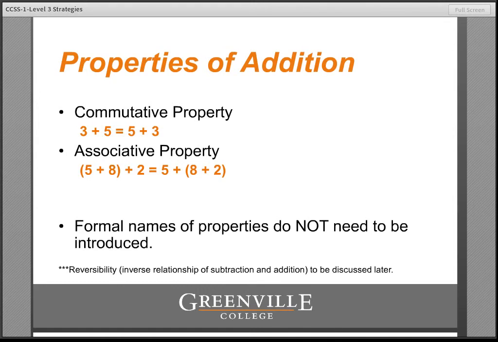The commutative property is simply that the order of the two add-ins is not important. If we have 3 items and add 5 more items, we will have the same total that we would get if we started with 5 items and then added 3 more items.